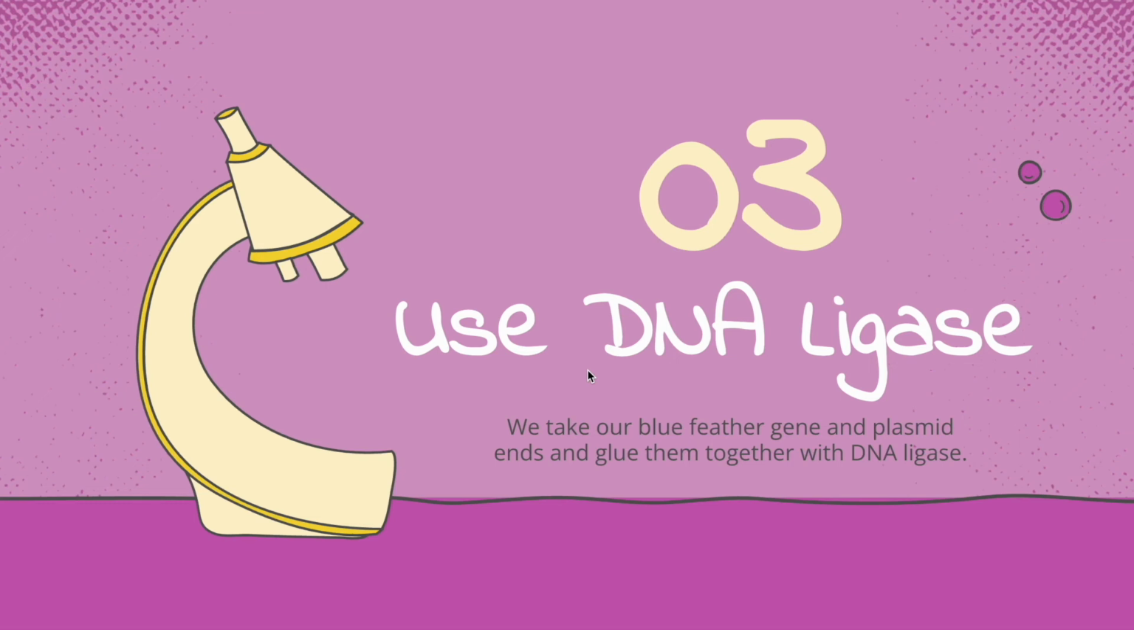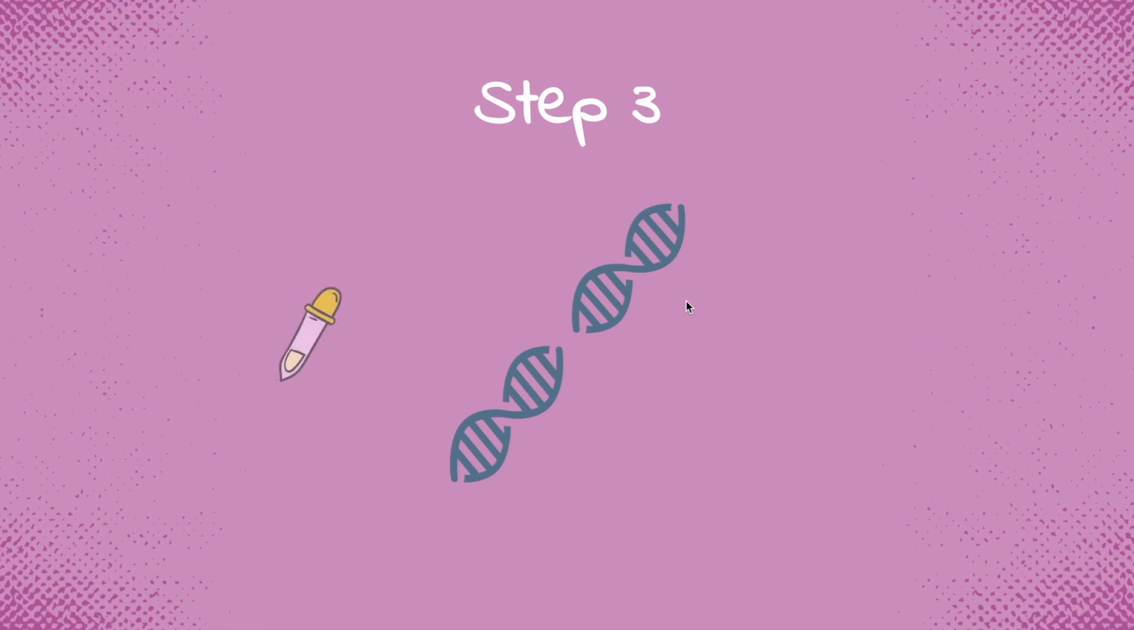So step 3, use DNA ligase. We're going to take our blue feather gene and plasmid ends and glue them together with DNA ligase. So that's our blue feather gene, and let's say this is one of the ends of our plasmids. Take DNA ligase, glue it together, and voila, it's stuck.